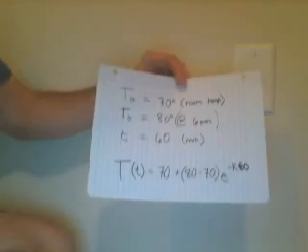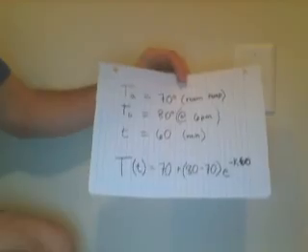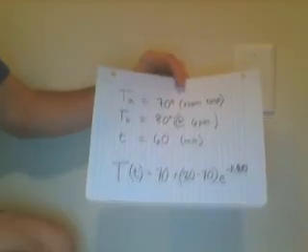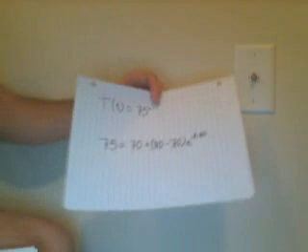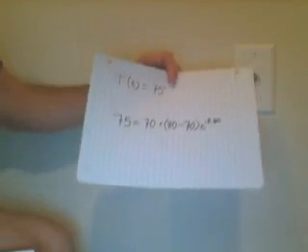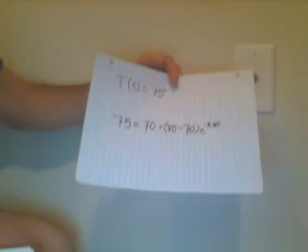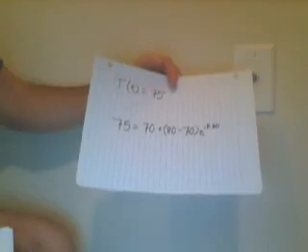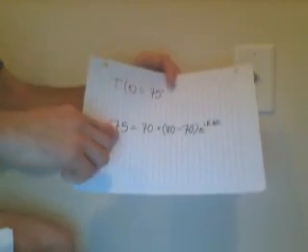So T of t equals 70 plus (80 minus 70) times e to the negative K times 60. And since we want to find out per minute, we know from 6 p.m. to 7 p.m. the temperature dropped from 80 degrees to 75 degrees. So we're going to plug 75 in for our T of t right here.